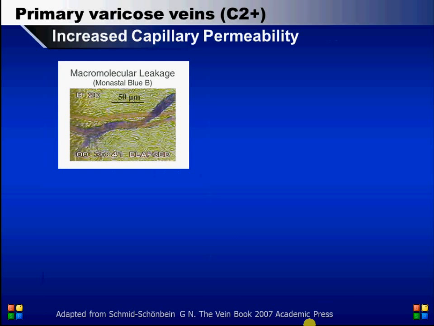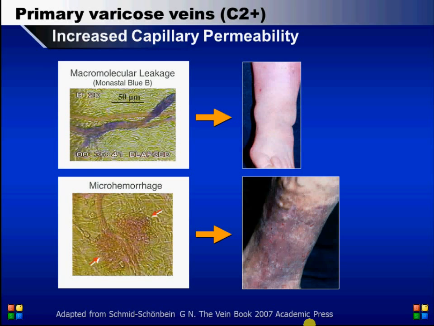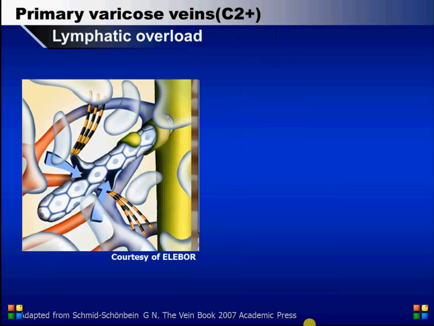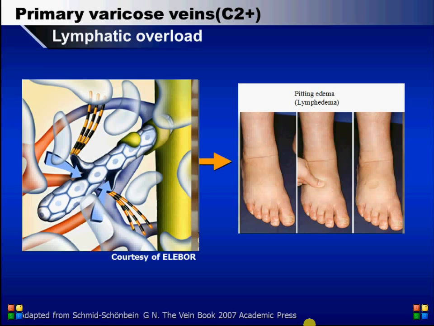Macromolecular leakage leads to edema. Microhemorrhage leads to trophic change such as hyperpigmentation, as you can see here. That is the detail of pathophysiology. And lymphatics are involved. When the lymphatics cannot cope with the edema, there is another kind of edema, a pitting edema, which is characteristic of lymphedema.